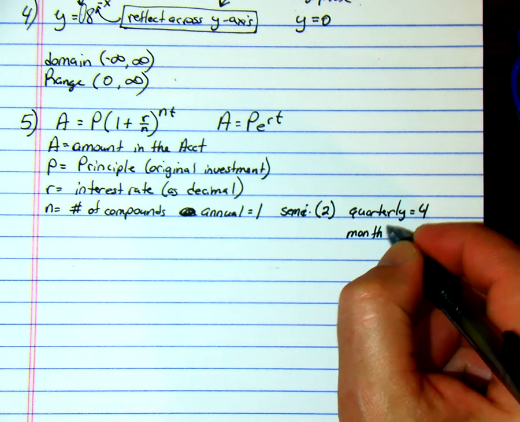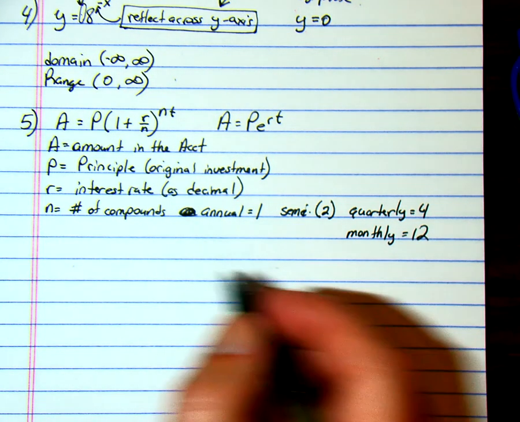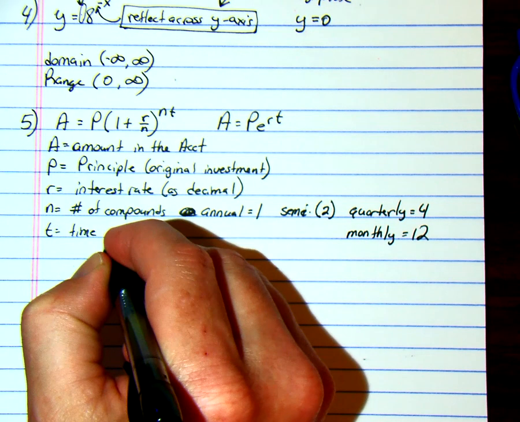Monthly, it's going to be 12. All right, so those are the values of N that we need to make sure that we're grasping and getting. And then lastly, T stands for time in years.